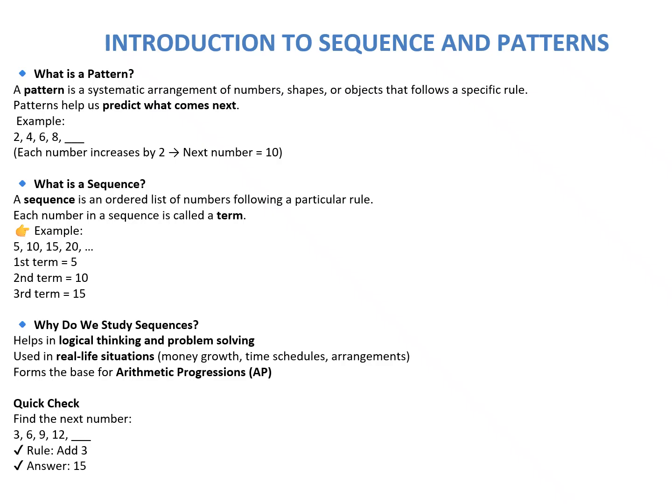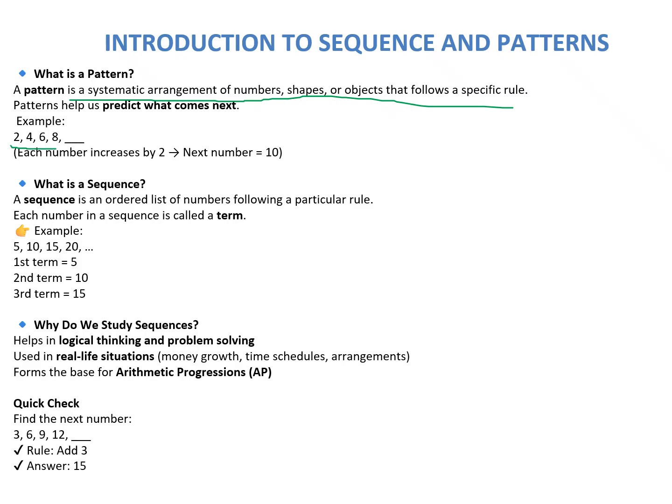Before understanding the concept of AP, let's understand the concept of a pattern. So what is a pattern? A pattern is a systematic arrangement of numbers, shapes or objects that follows a specific rule. There is a specific rule between the preceding number and the succeeding number, and that helps us draw an inference. And that inference, when we conclude, becomes a pattern.